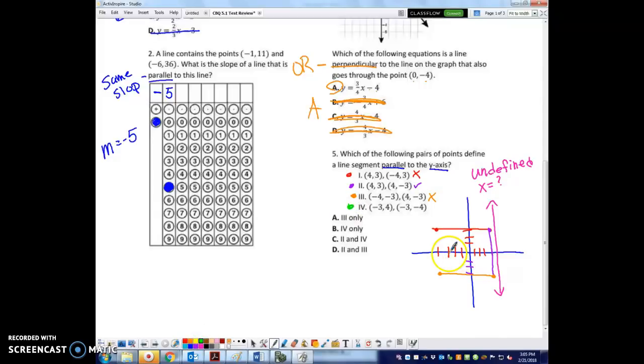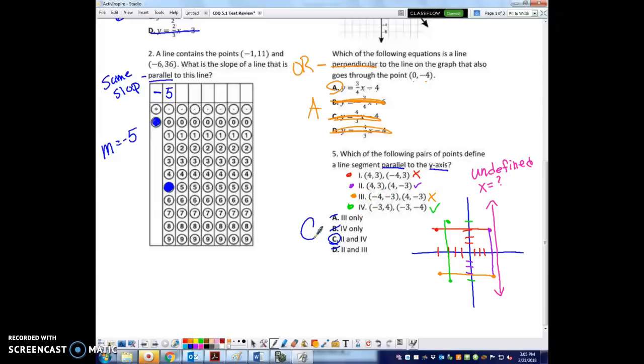Negative 3, 4. Negative 3, up 4. And negative 3, negative 4. Negative 3, negative 4. Is this line parallel to the y-axis? Yes, it is. So our answer is what? Well, 2 and 4 worked, so let's see.